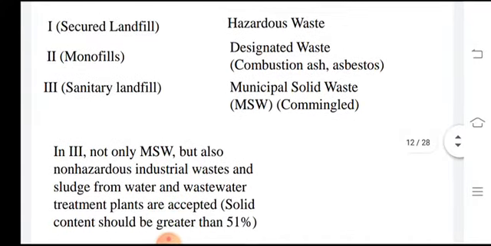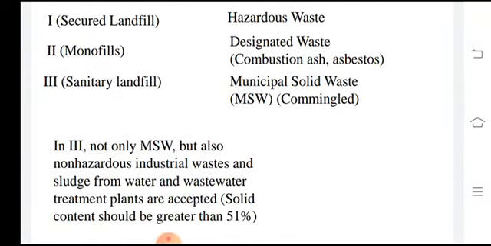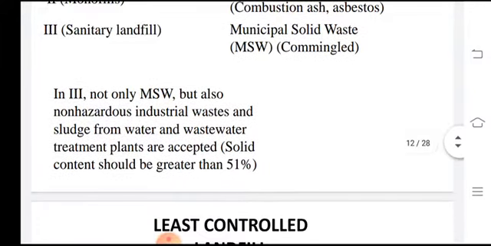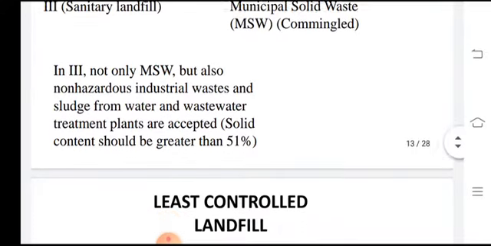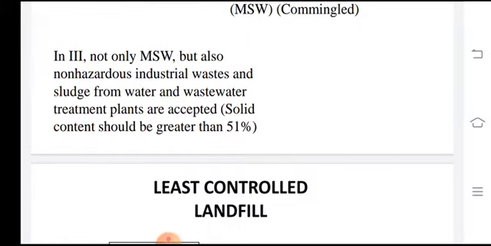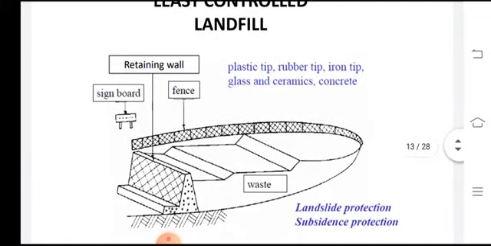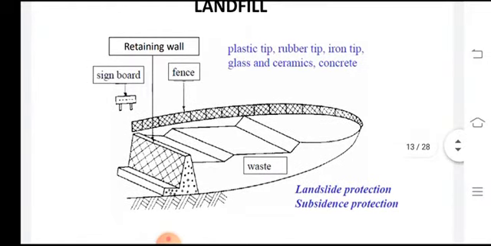In category 3, not only MSW, municipal solid waste, but also non-hazardous industrial waste and sludge from water and wastewater treatment plants are accepted. Solid content should be greater than 51%. So the least controlled landfill is supposed to look like this. It should have a retaining wall and fencing, and the materials available there are plastic, rubber, iron, glass, ceramic and concrete.